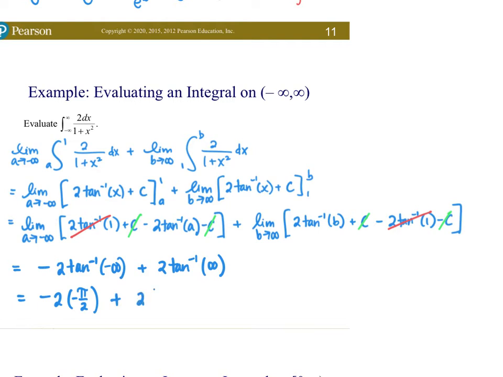And then we've got 2 times, and that asymptote happens at pi halves. So this ends up to be pi plus pi, which is 2 pi. So this is a convergent improper integral. And if we think geometrically about that, that means that the area trapped under this particular curve approaches 2 pi. It might not actually reach 2 pi, but it will converge to a value so close to 2 pi, and it will never exceed that value. So we call this a convergent integral.